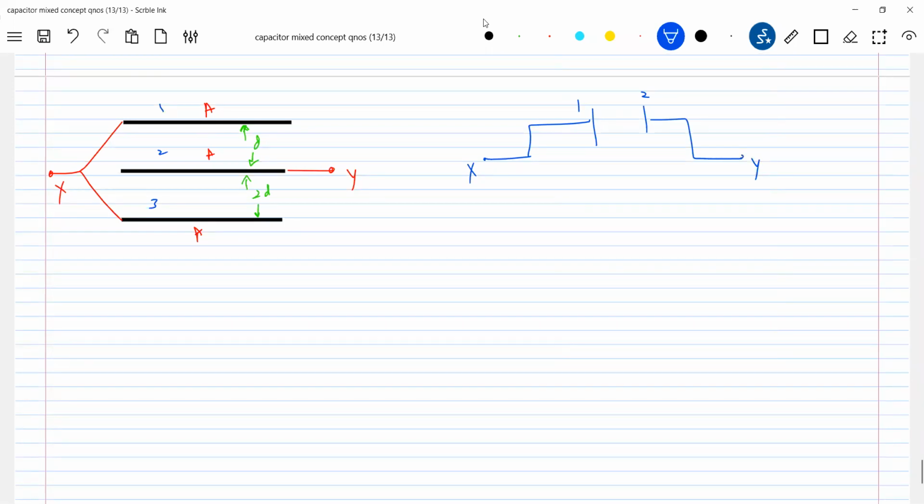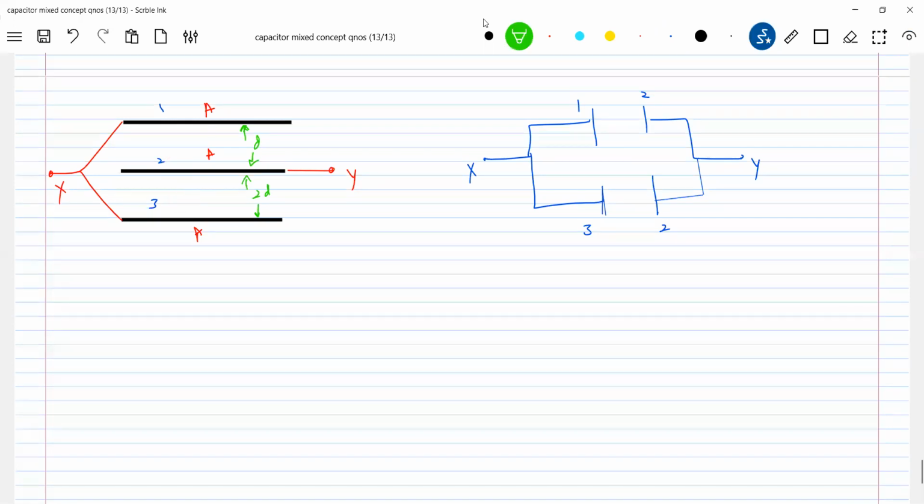Then again, between 2 and 3 it is connected to X. So you draw like this. This is 3, and 2 is connected to Y. Now the biggest trouble for students is how many plates are there? 3, you've drawn 4? No. Plate 2 will be common for both 1 and 3. It has two surfaces. One surface will interact with 1, the other surface will interact with 3. There'll be interaction between these two faces, and between these two faces. Like this, you redraw the circuit.